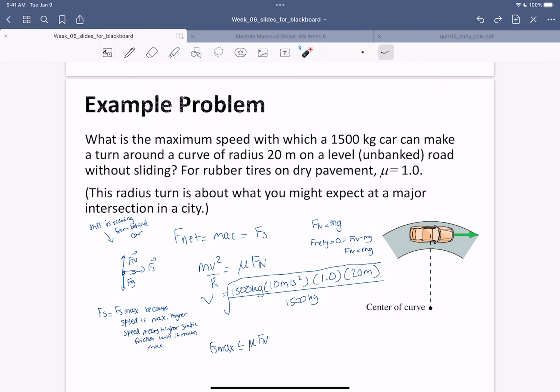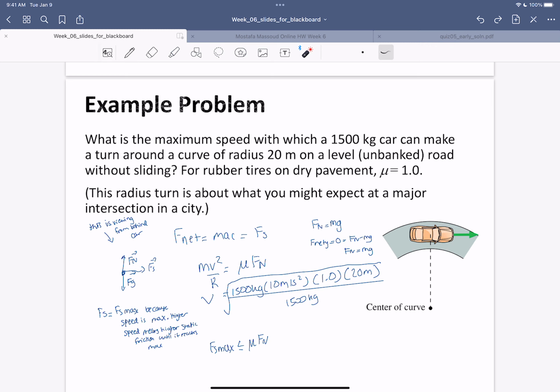For maximum speed with a car, it's the speed that we can go at without the car sliding. When the car's just about to slide or slip, that's when we're traveling at our maximum speed, and that's also when we have static friction force at its max. The static friction force is at its maximum when an object is about to slide or slip. So when we're looking at how fast we can go before it starts sliding or slipping, that's our maximum speed.